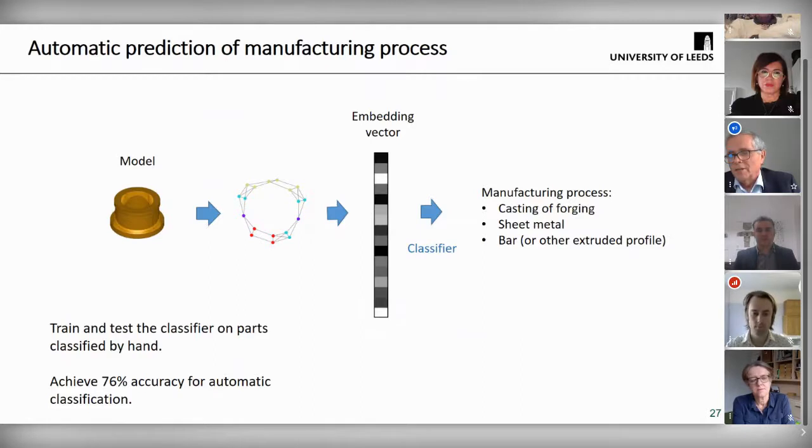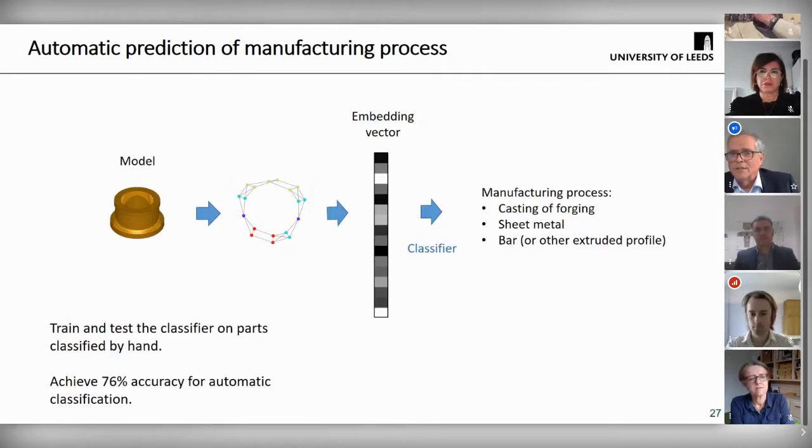But the left-hand side of this diagram here, the mapping from the model to the embedding vector, is fixed. That comes from the training of the mapping process using the 4,500 models in the dataset FabWave. So the only thing that we're training here is the classifier. And that's a good thing, because it's a very small data set that we're training here, and trying to train the whole end-to-end chain on the basis of that small data set is going to be really problematic. We get 76% performance when we do this on the cake box data set, predicting the manufacturing process with 76% accuracy.